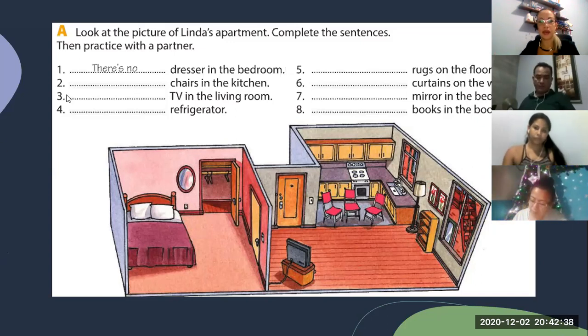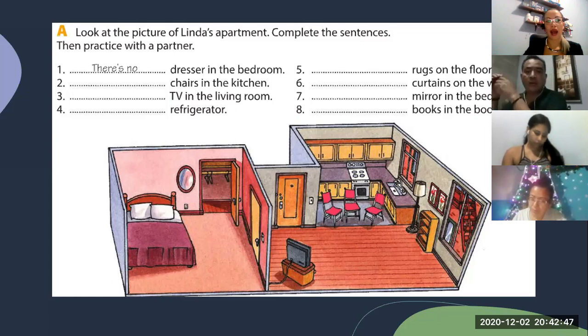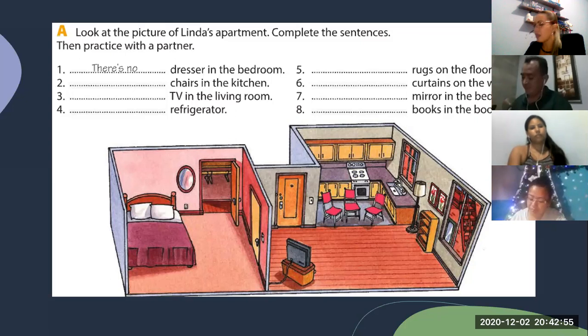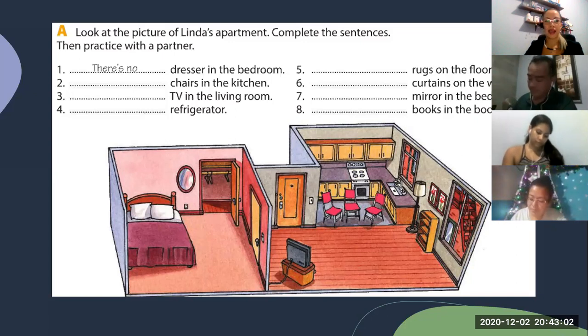Okay, I volunteer for number three. There is a TV in the living room. Okay, only there is TV, or there is a TV, or there is a TV. Excellent. There is a TV in the living room. That's okay. Excellent. Number four.